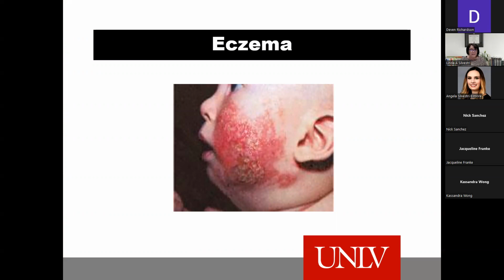What our goals are with eczema: it's very itchy, so we want to relieve that pruritus. We don't want that child itching and scratching because they're just going to break it open, and then we're at risk for infection again. So we lubricate the skin, we try to reduce the inflammation, and definitely want to prevent any of those secondary infections. We can see it's red, it's scaly. As I said, it's itching, it'll weep and it'll ooze.